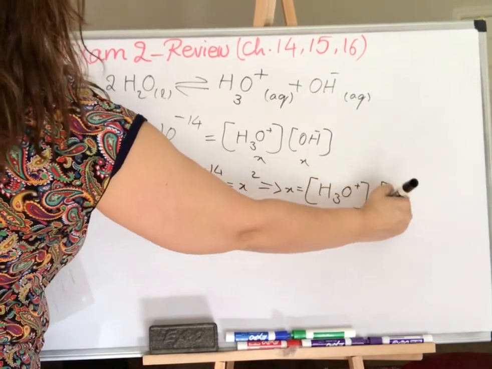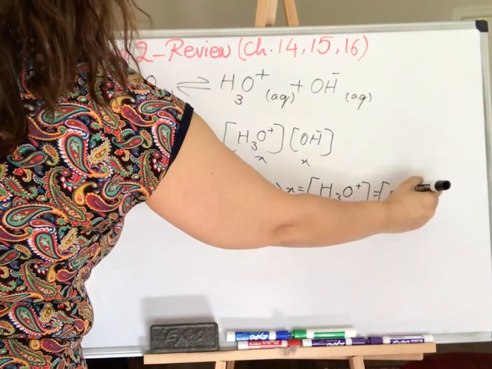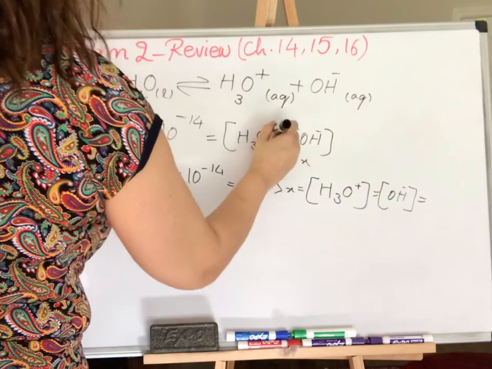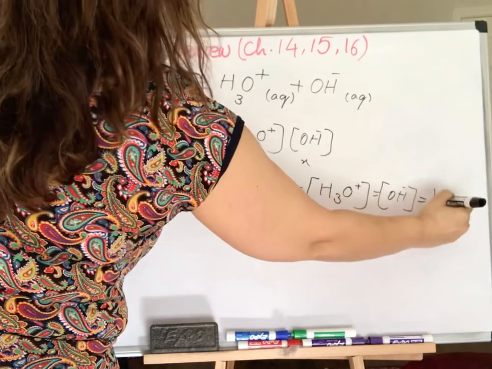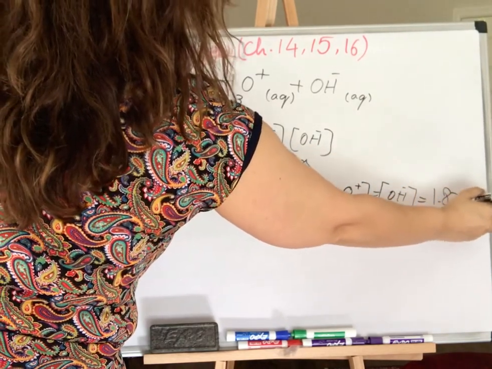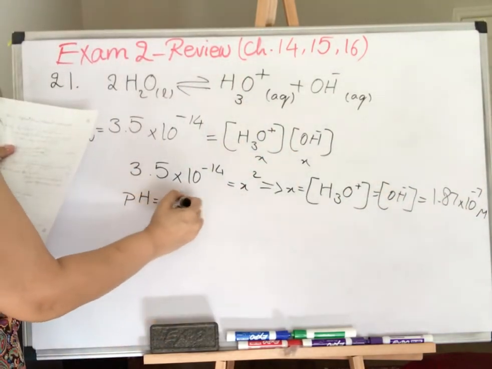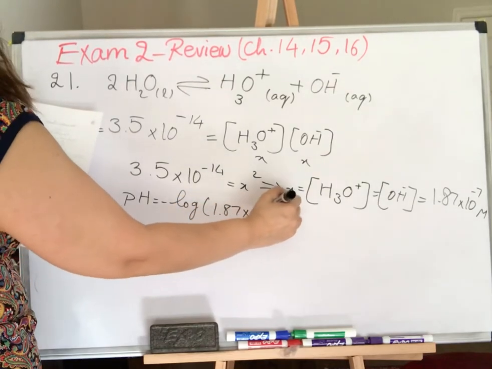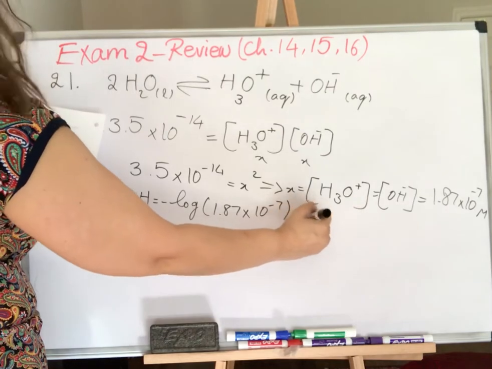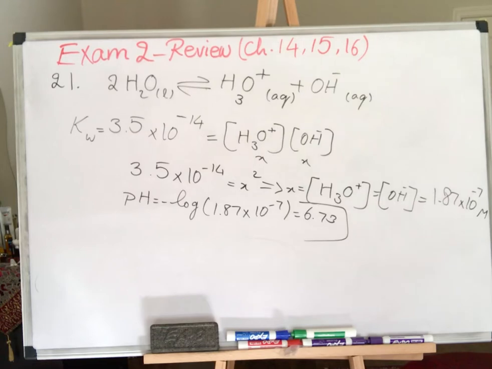H3O is going to be 1.87 times 10 to negative 7 molar. And since you're looking for pH, it is minus log of 1.87 times 10 to negative 7, which is 6.70. So you choose answer C.